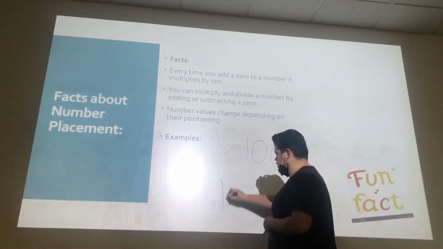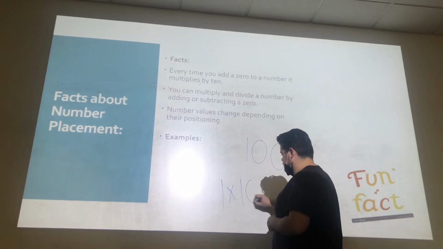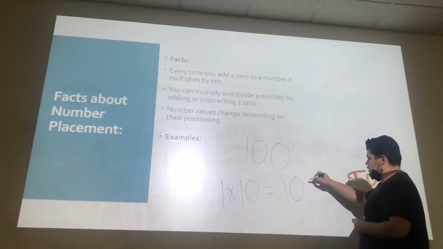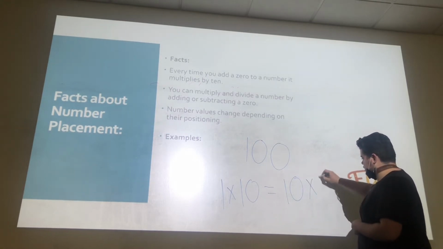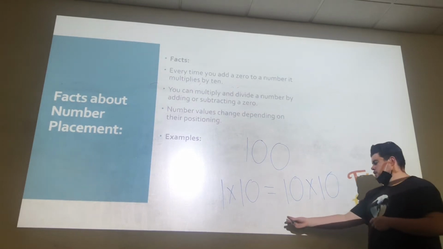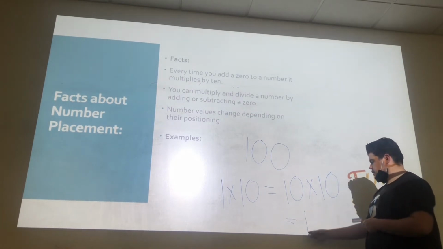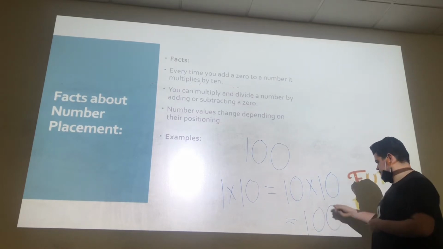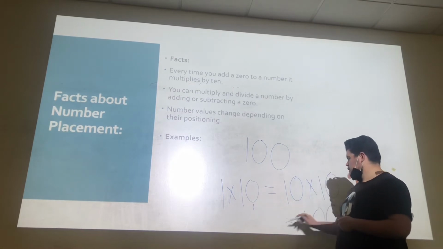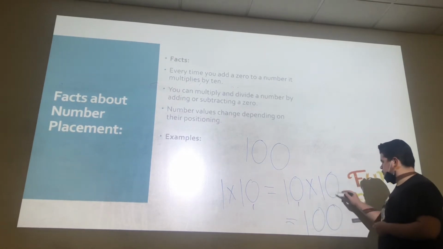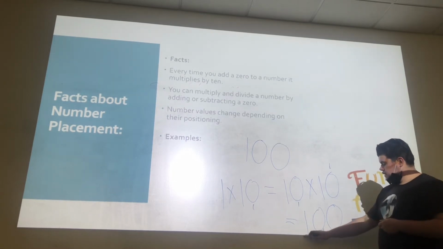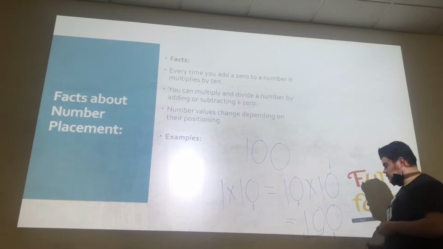So 1 multiplied by 10 is equal to 10. 10 multiplied by 10 is equal to 100. Every time, so look, every time we added 1 zero, we multiplied by 10. We added 10 plus 1 zero, okay?